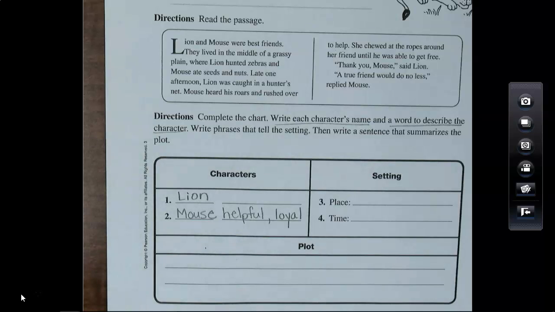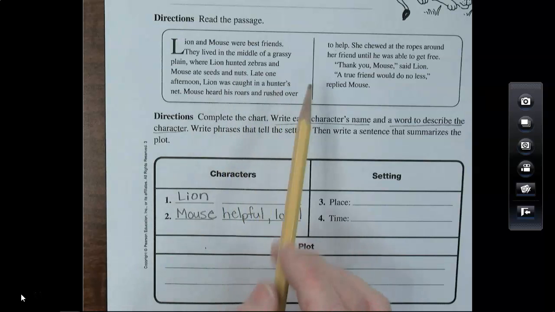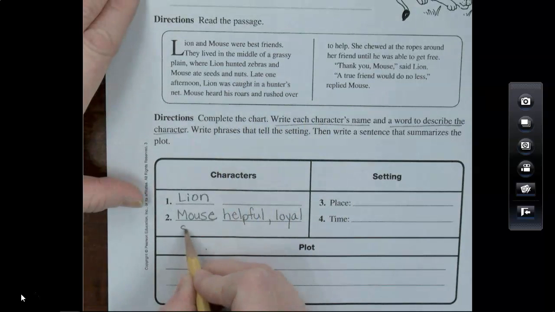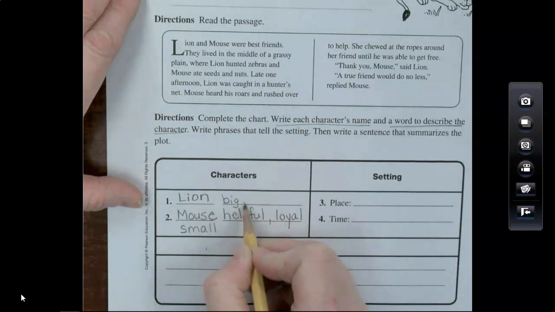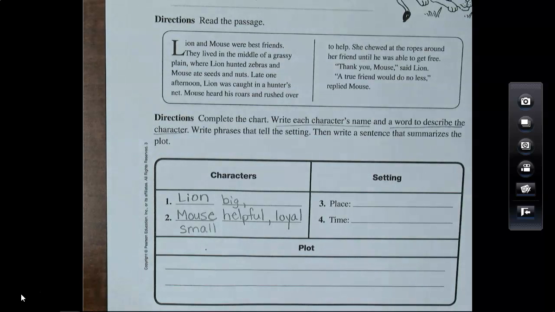Okay, then how would we describe lion? Boys and girls, kids always like to say the lion's big and mouse is small, because that's just an obvious thing. And even though it doesn't say in the story about lion being big and mouse being small, if you want to write that, that's fine. In the past, I've let students go ahead and write that, because it's true. But what after reading the story would be a word that would describe lion? So if mouse is helpful and loyal, and lion gets caught in a net, and mouse helps lion, lion would be what?